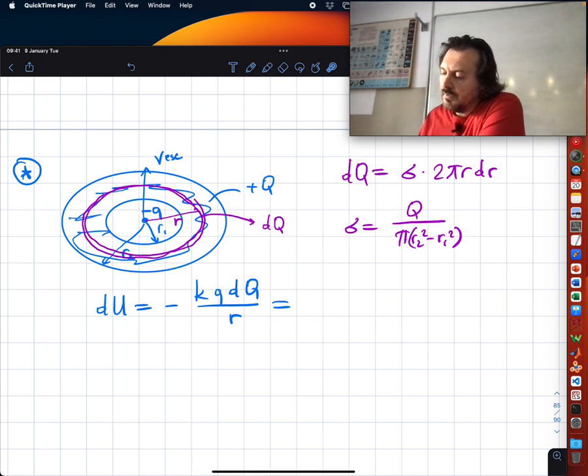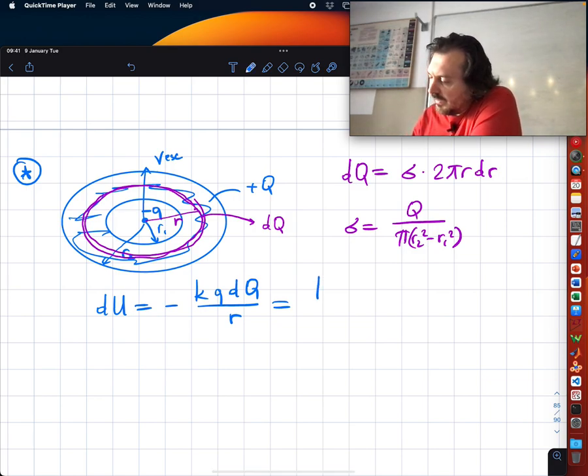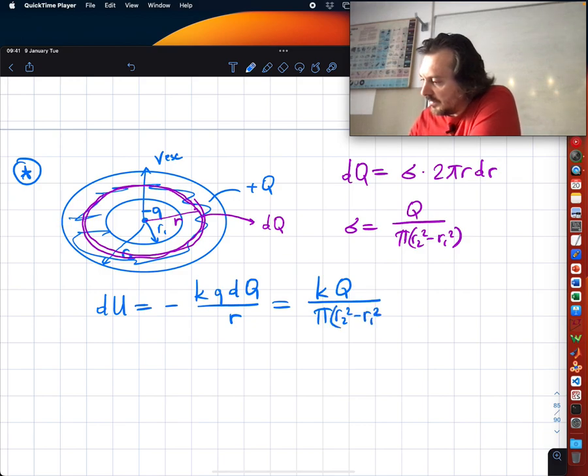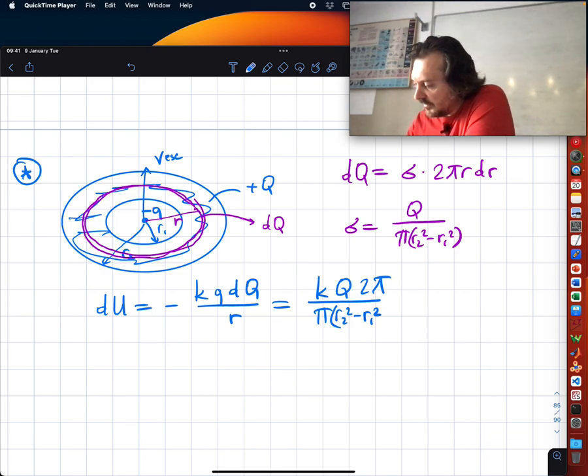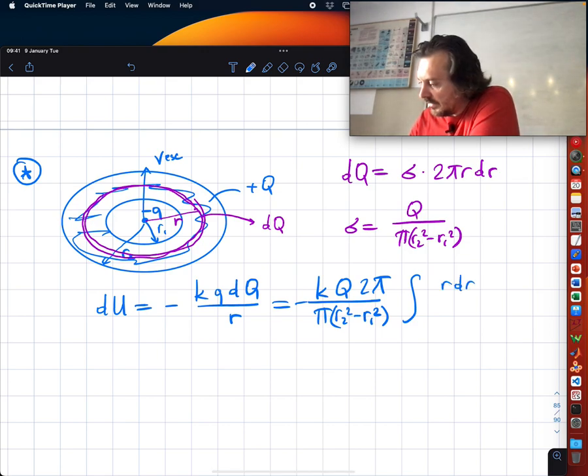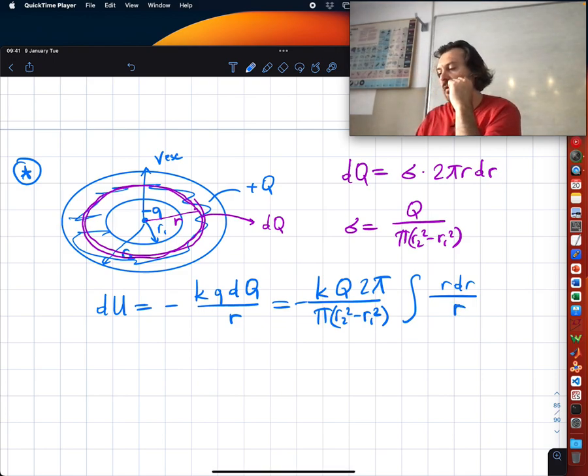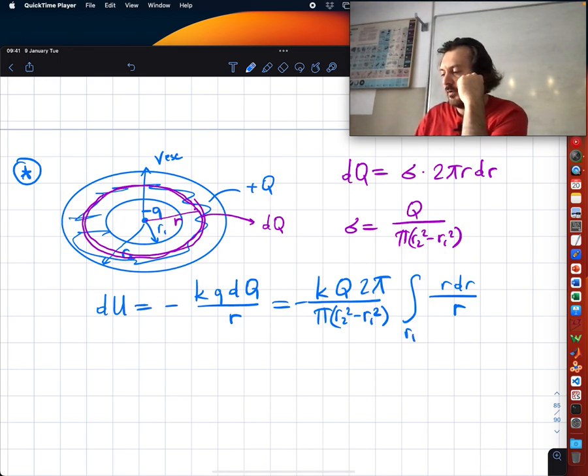So, what do we have here? K big Q over pi (r2 squared minus r1 squared), and I have 2 pi at the top. Just let me know if I miss anything. Yes, I did put the minus. dr, r dr over r. Did I miss anything? No. And the integral goes from r1 to r2.